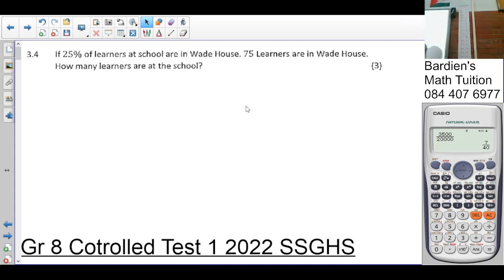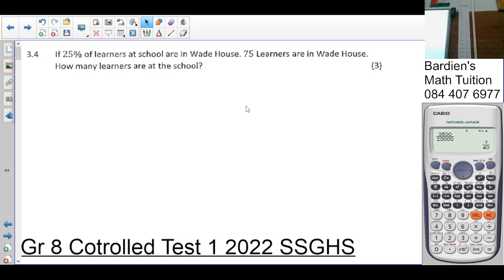Yes, so we are told that 25% of the learners at the school are in Wade House. So if 25% is Wade House, how many houses are there? 4. So the balance is going to be 75%, which is between the other 3 houses, okay? So we are told that 75 learners are in Wade House.